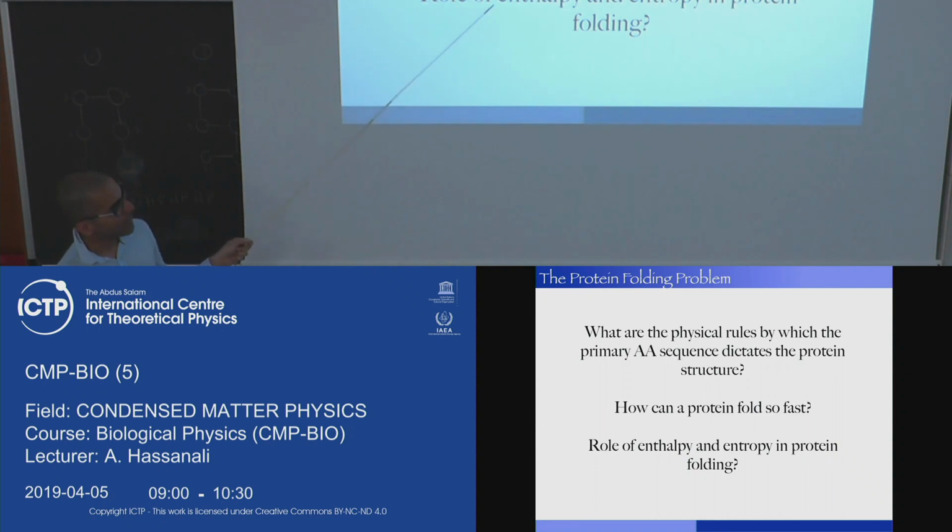And finally, at the end of the day, if we want to understand why a protein spontaneously will fold, I need to understand what's driving the enthalpic interactions and what's driving the entropic interactions. The two compete in highly non-trivial ways, as you will shortly see. Okay, so those are the questions.